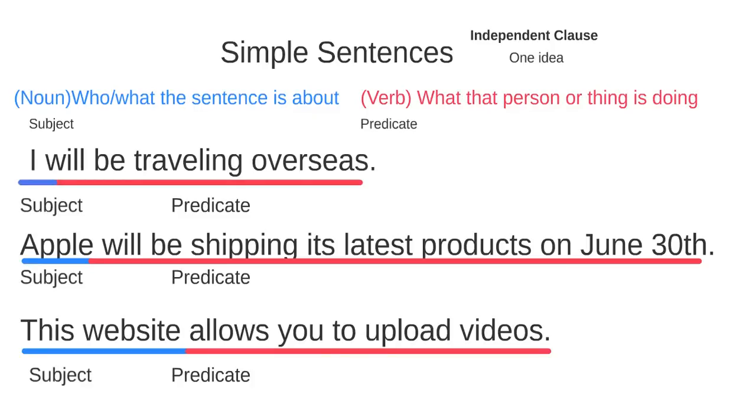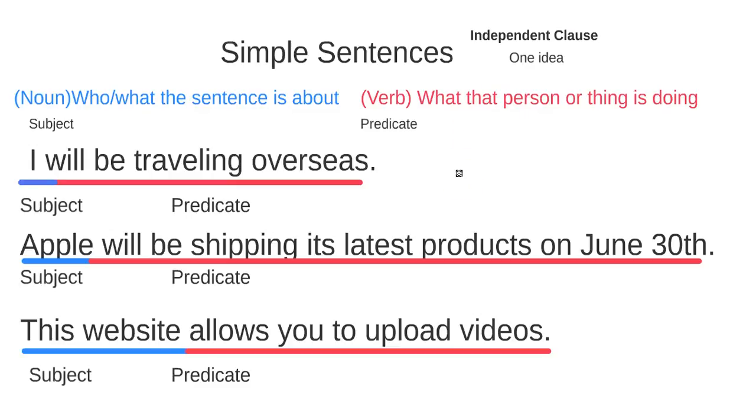Firstly, we'll need to understand what a simple sentence is. A simple sentence is an independent clause. An independent clause is a clause that has meaning all on its own. An independent clause has two aspects to it. It has a subject, that is what the sentence is about, and it has a predicate, what is happening to that subject.